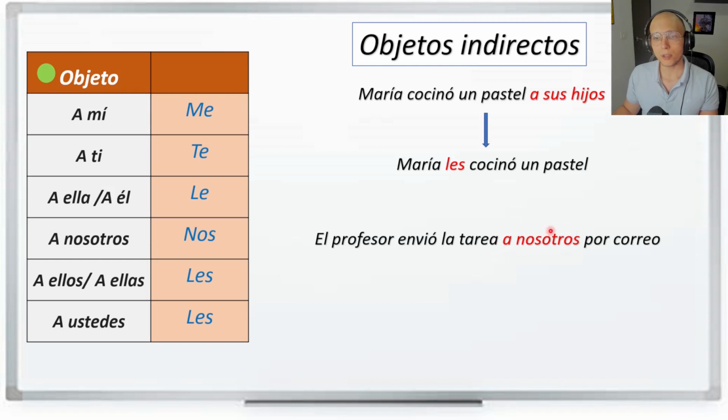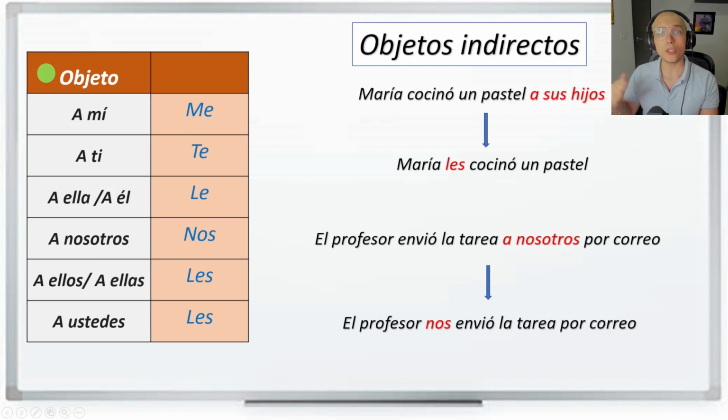So a nosotros we substitute for nos, and we put it before the verb right here. So we say, el profesor nos envió la tarea por correo. One more time. El profesor nos envió la tarea por correo. The professor sent us the homework by mail.